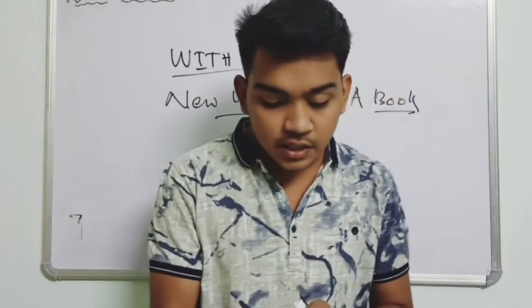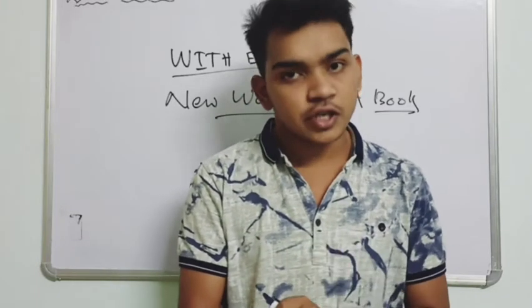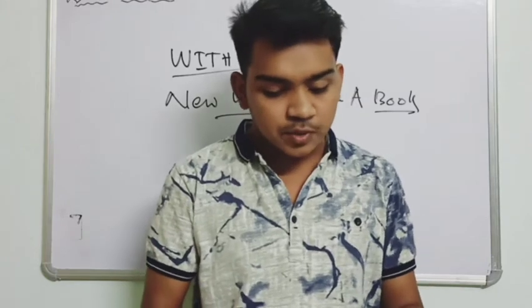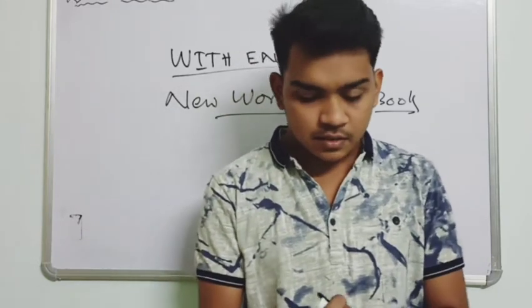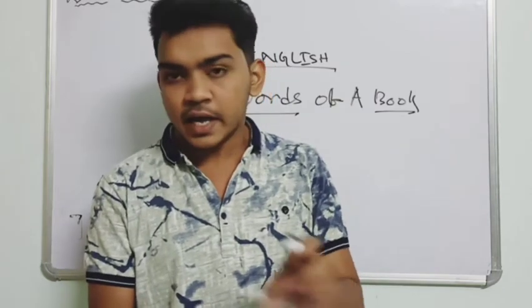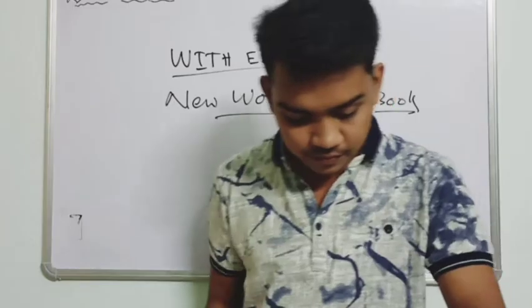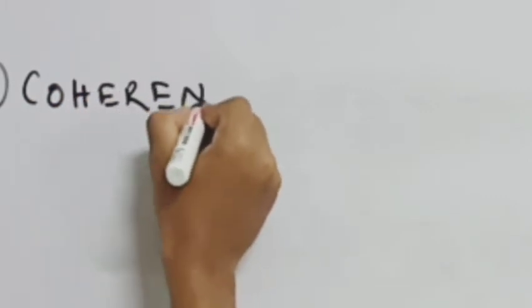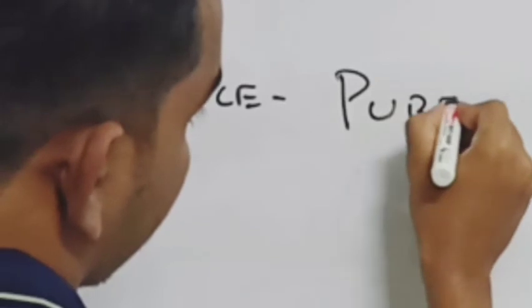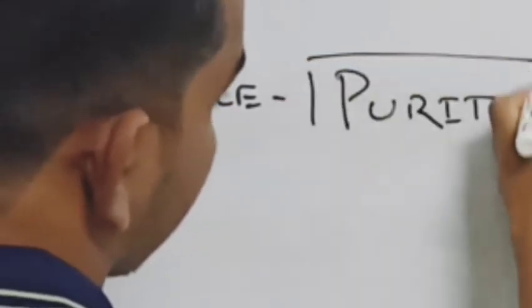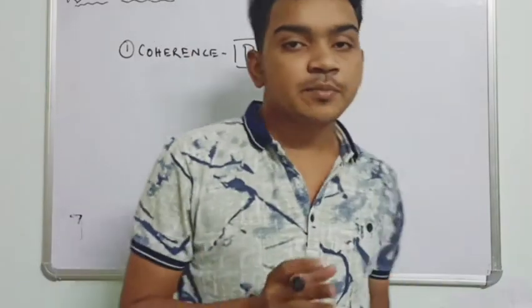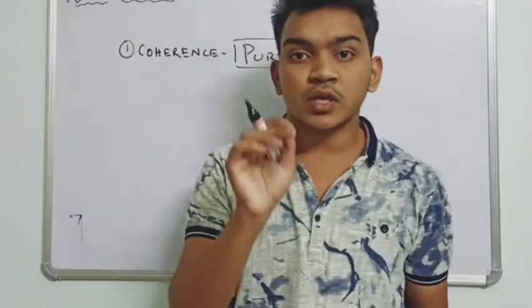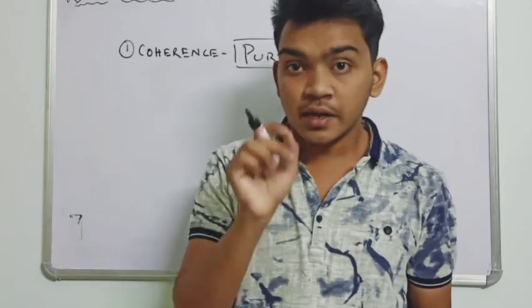So, part 1 is the age of Chaucer, or the Chaucer age. The age of Chaucer, literary background. From this page, we learn some new words, and I am going to write on this whiteboard. Coherence means purity. Coherence means purity, in Hindi, Swachhata.